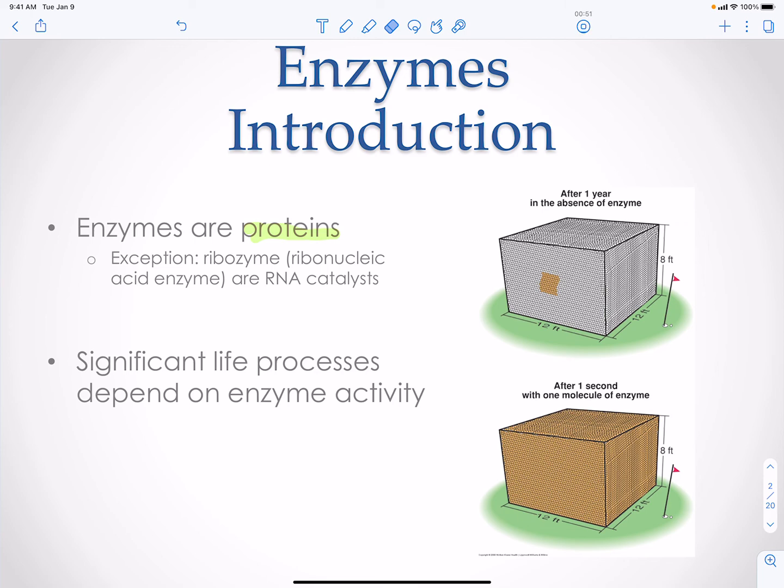And here is just a picture of a hypothetical reaction. After 1 year in the absence of an enzyme, this little brown area here is all the reaction that took place within this hypothetical situation. In the presence of an enzyme, after 1 second, now we have a lot of reactions occurring. So this is what enzymes do. Enzymes are going to speed things up.